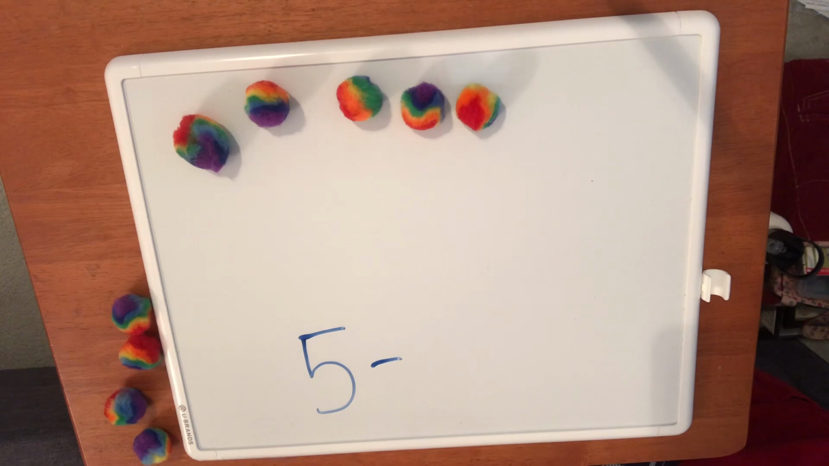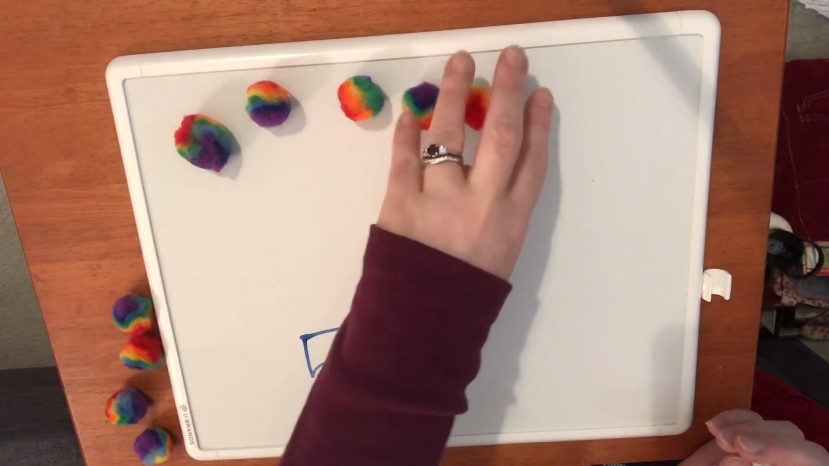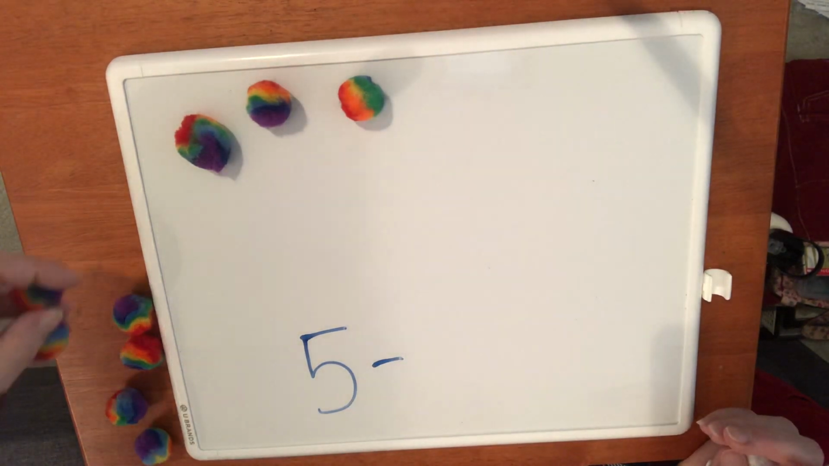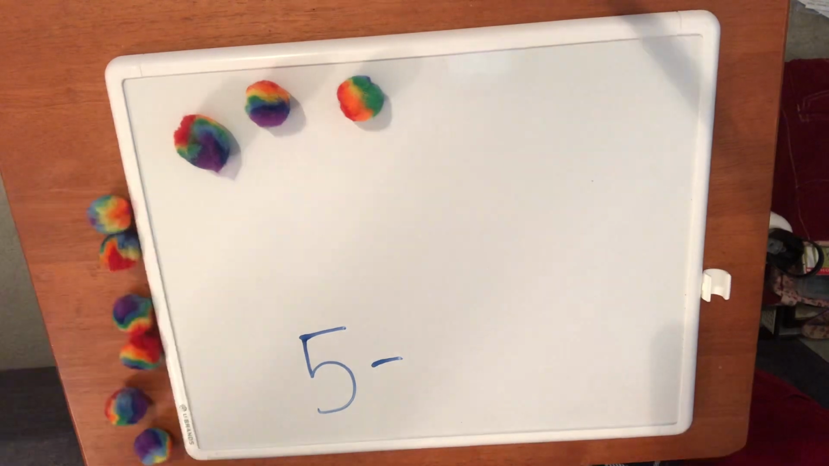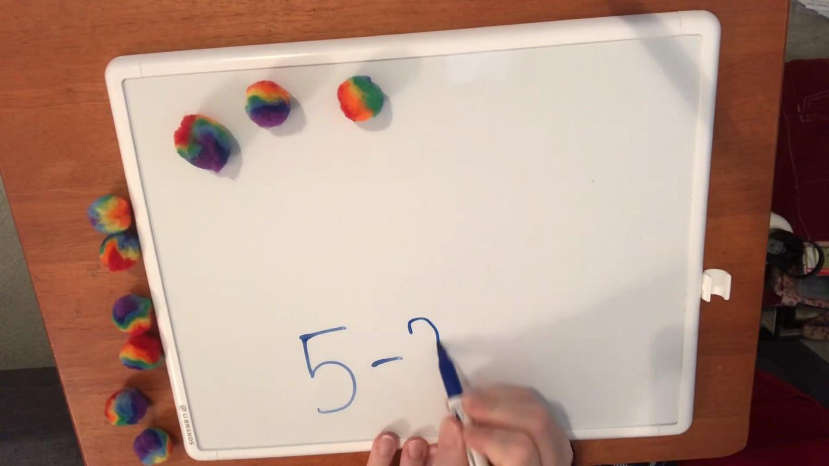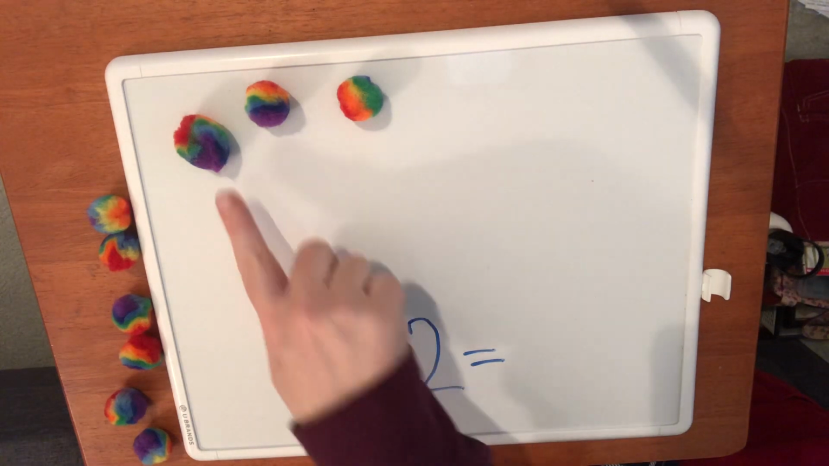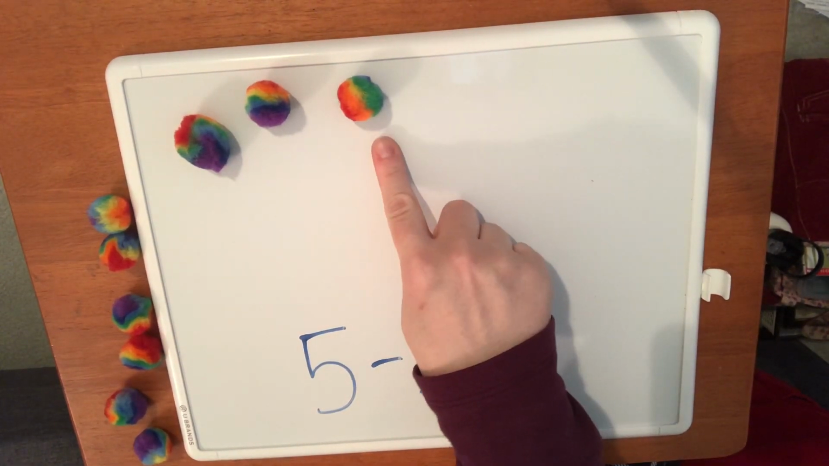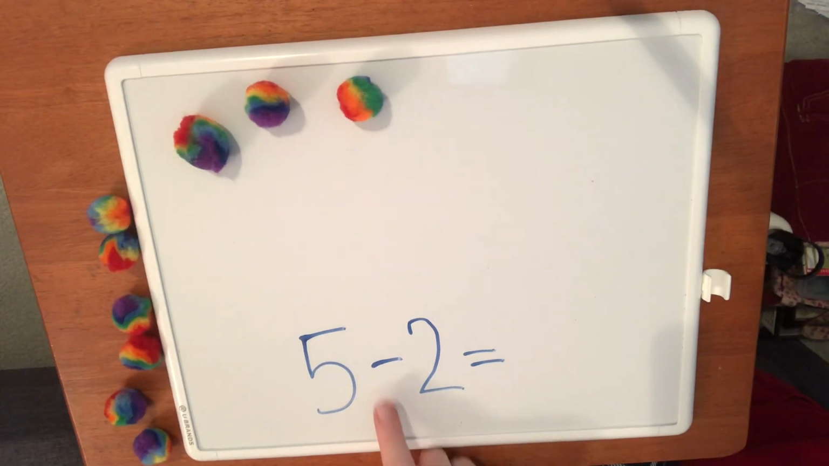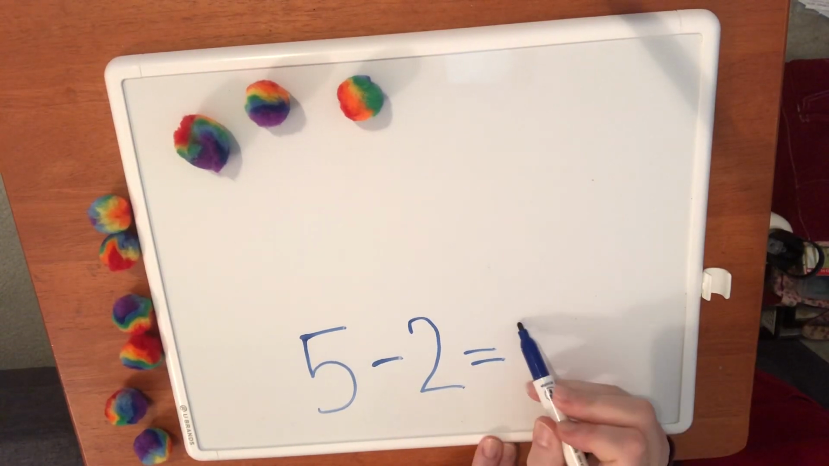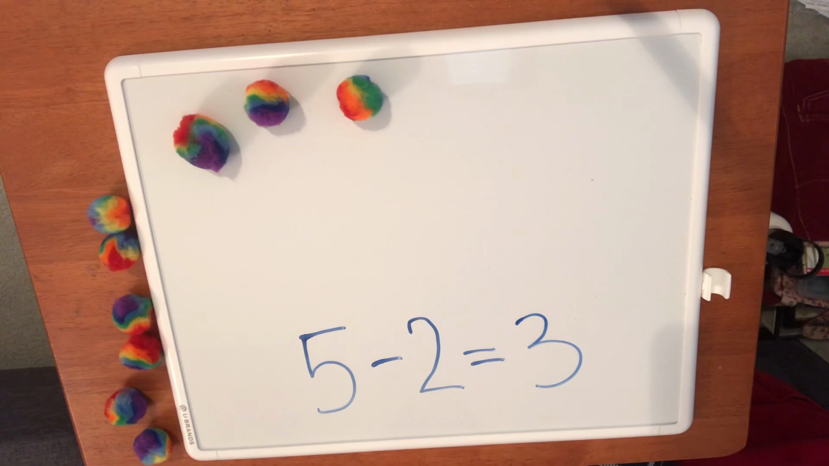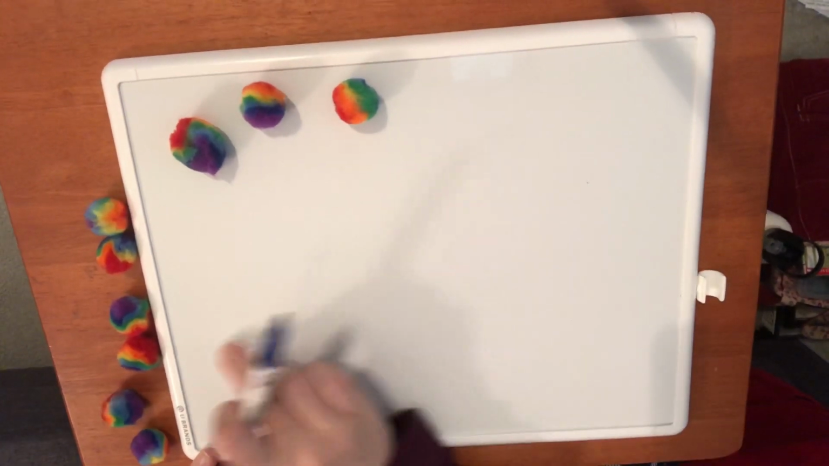I'm going to give 2 to Marcel. That way he can share with Eli. I'm going to take 2 away and give them to Marcel. How many do we have left now? 1, 2, 3. So 5 take away 2 equals 3. Okay, now I only have 3 cotton candy.